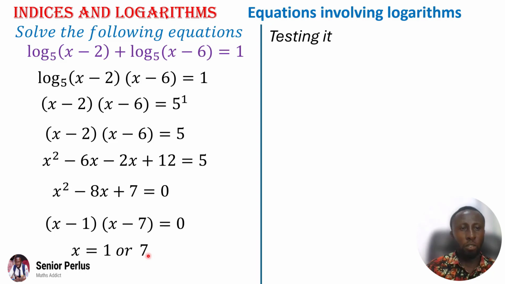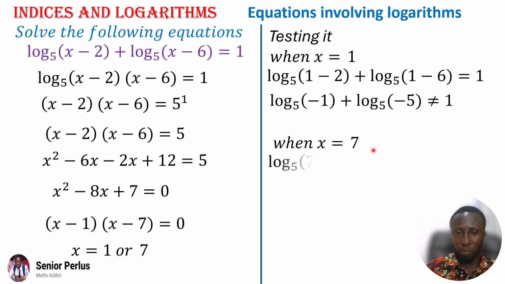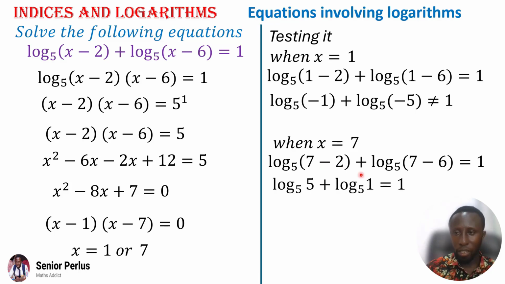Now solving for this equation, you have to test them, because we have two answers here. When s is 1, just put it in there. Log of this is impossible to solve, so the answer is not 1, so 1 is wrong. When s is 7, just put it in there. 7 minus 2 is 5, then log 5 of 5.